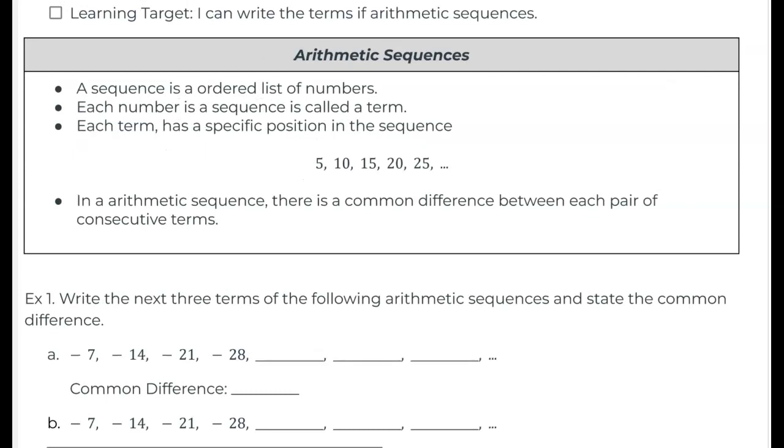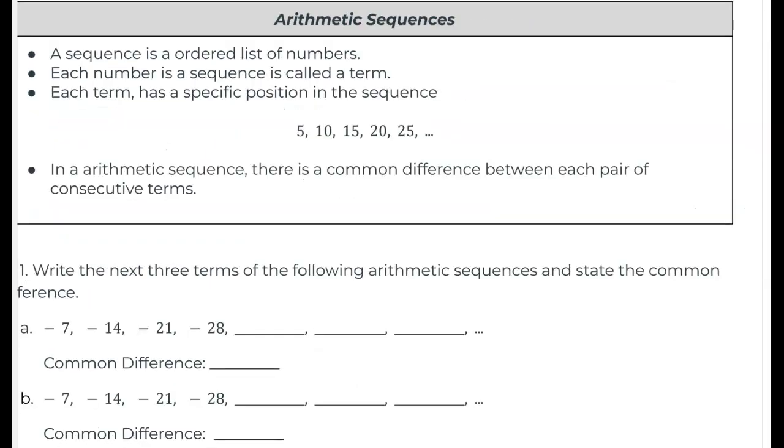So talking about what's in this first box here, a sequence is just what we call in math an ordered list of numbers. When we say ordered list, that means we could just say, well, that's the first number in the list. That's the second number in the list. That's the third number in the list. Each number in the sequence is called a term. We've used that before already. And each term has a specific position in the sequence. So it could be in first position, second position, third position.